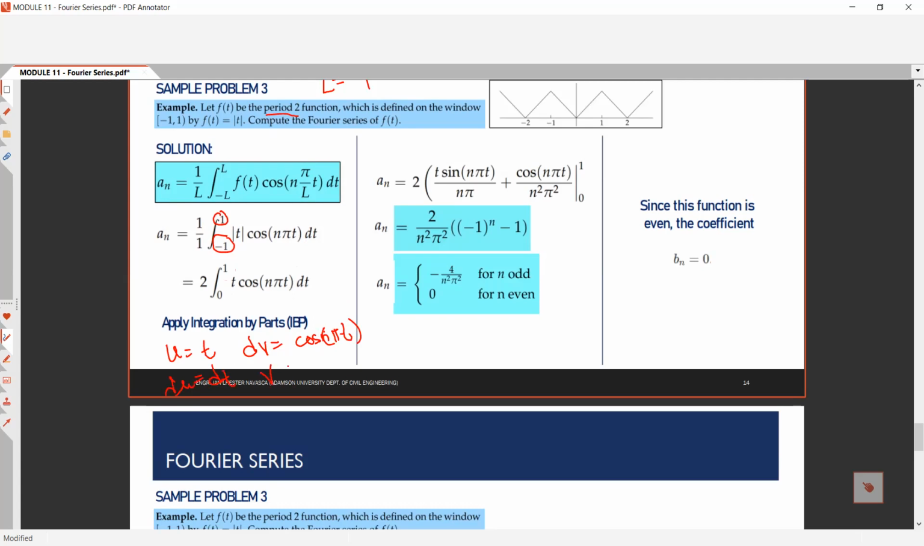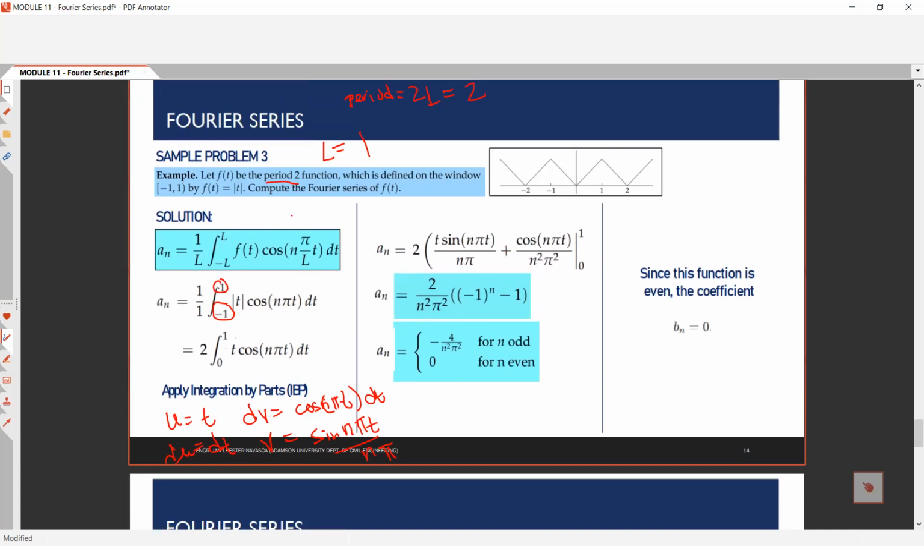And our v is equal to, I'll put the dt here, the integral of cosine n pi t dt, which is equivalent to sine n pi t over n. Sorry, this is over n pi. n and pi are constant. So that is sine n pi t over n pi.